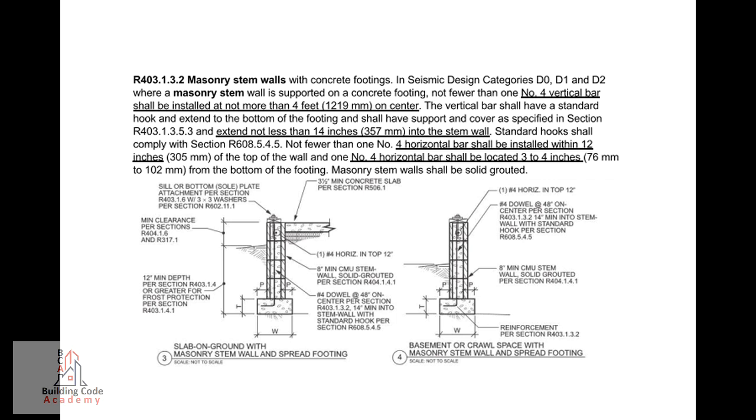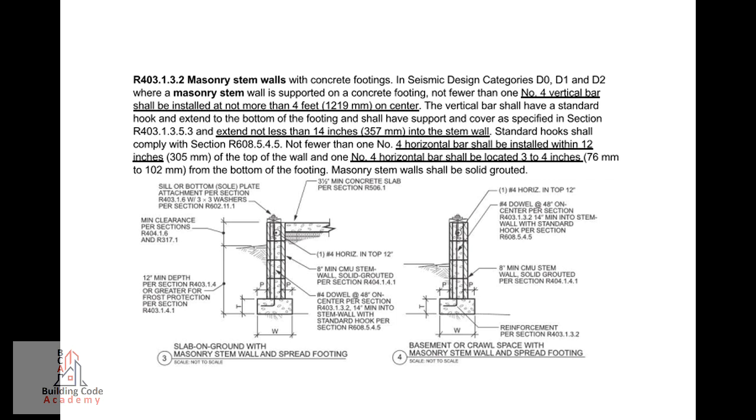R403.1.3.2 Masonry stem walls with concrete footings. In seismic design categories D0, D1, and D2, where a masonry stem wall is supported on a concrete footing, not fewer than one number 4 vertical bar shall be installed at not more than 4 feet, 1,219 millimeters on center. The vertical bar shall have a standard hook and extend to the bottom of the footing, and shall have support and cover as specified in section R403.1.3.5.3, and extend not less than 14 inches, 357 millimeters, into the stem wall.